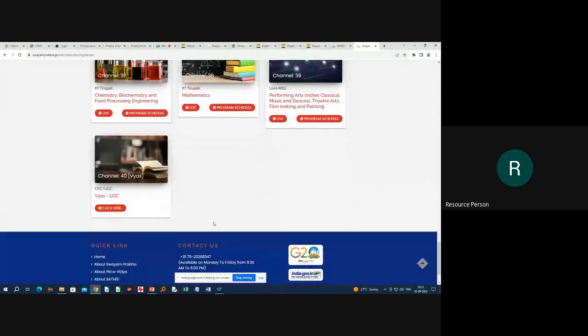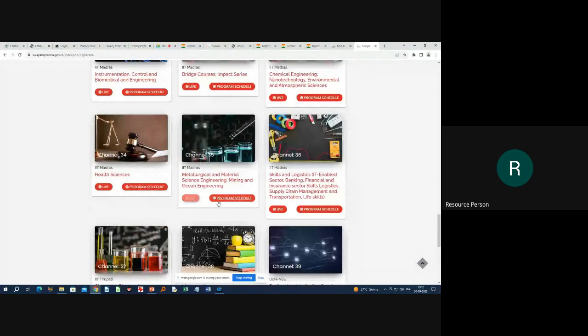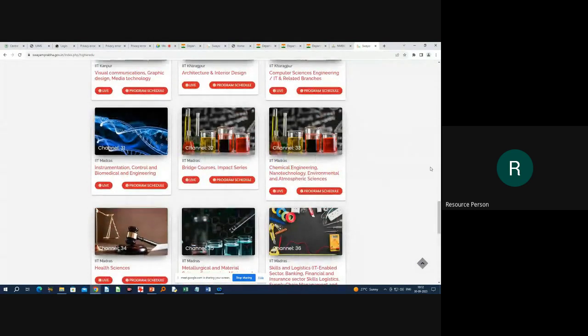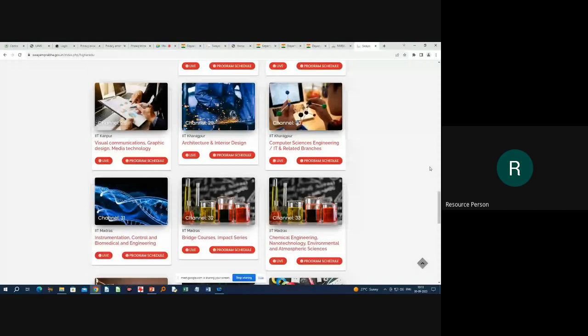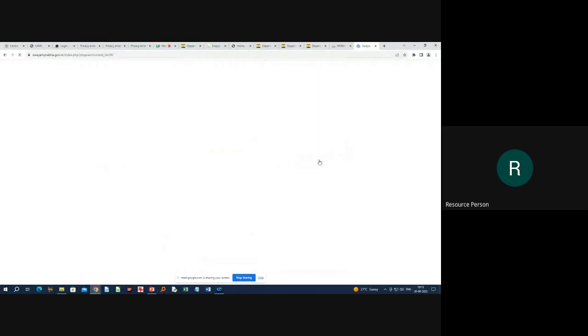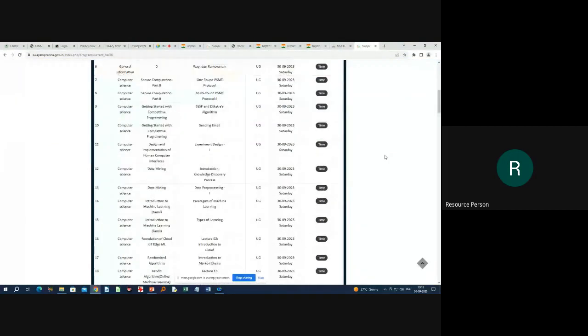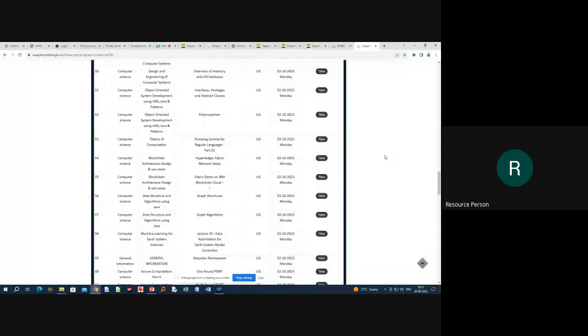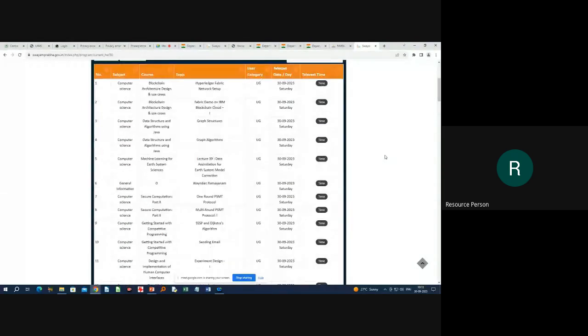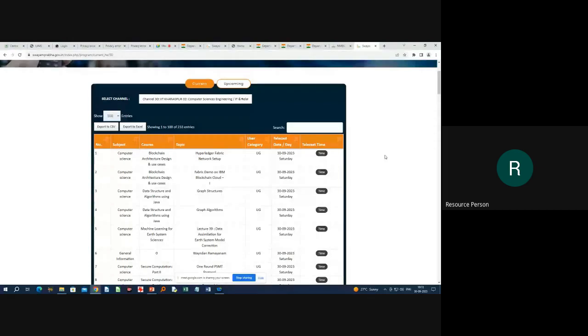Now, each of those channels has a program schedule. So let's say visual communication. Let me choose my subject, computer science, engineering and IT related branches. If I go to program schedule, I can see so many programs being aired. I can give my students a home assignment: go and watch this program, and after watching, prepare a 2-page handwritten summary of what you have learned and submit it as an assignment.